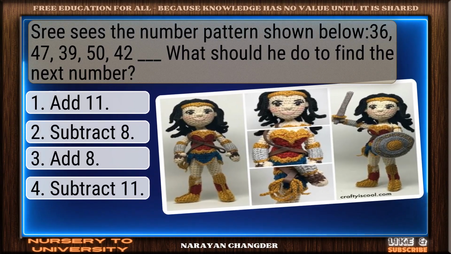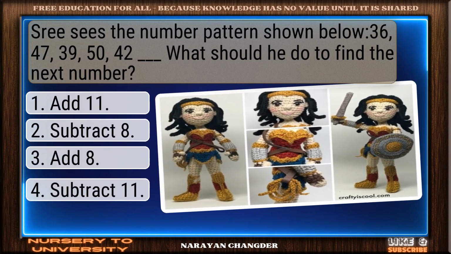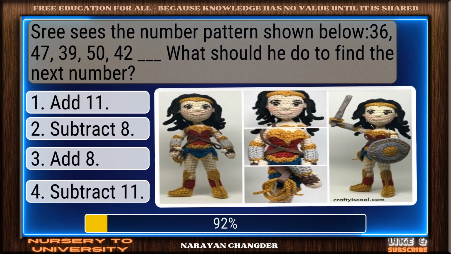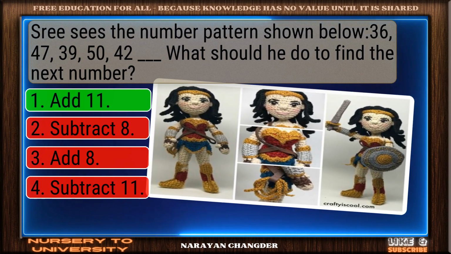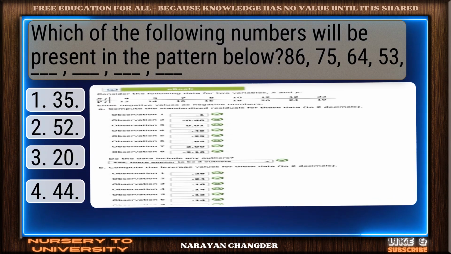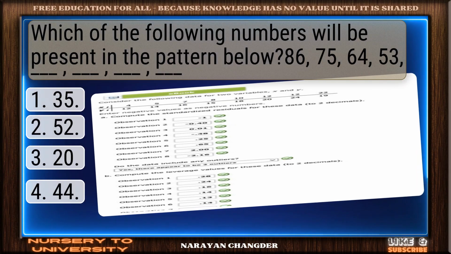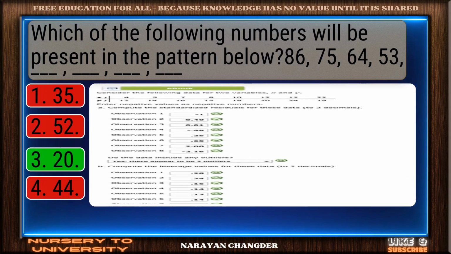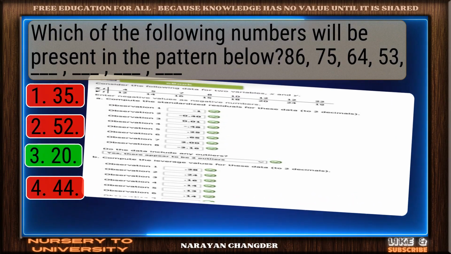Sri sees the number pattern shown below. 36, 47, 39, 50, 42 dash. What should he do to find the next number? Correct response. Add 11 is the most accurate answer. Which of the following numbers will be present in the pattern below? 86, 75, 64, 53 dash dash dash dash dash. You're right. 20 is the correct answer.